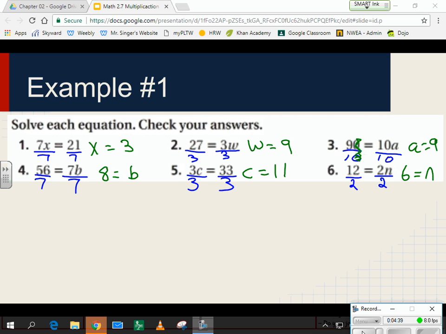So 7 goes into 21 3 times for number 1. Number 2, 3 goes into 27 9 times. Number 3, 10 goes into 90, or 1 goes into 9 9 times. Number 4, 7 goes into 56 8 times. 5, 3 goes into 33 11 times. And 6, 2 goes into 12 6 times.